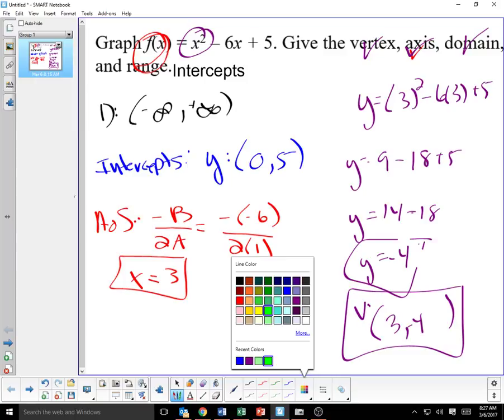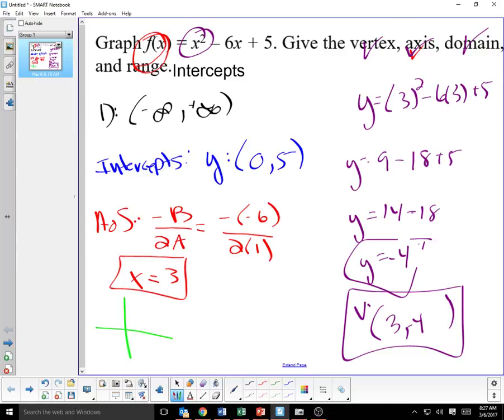Okay, so my range, because it is doing something like this, I just know that the lowest point is at negative 4. Therefore, what's my range going to be? It's going to be a bracket, negative 4, comma, positive infinity, parenthesis. Think about why that is for a second, because I'm going to call on somebody.